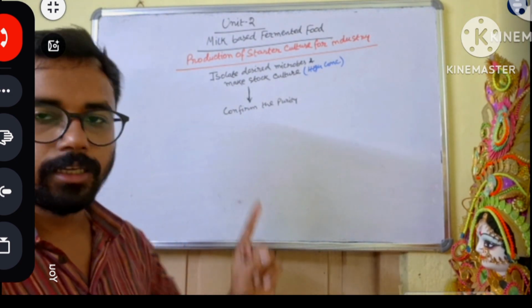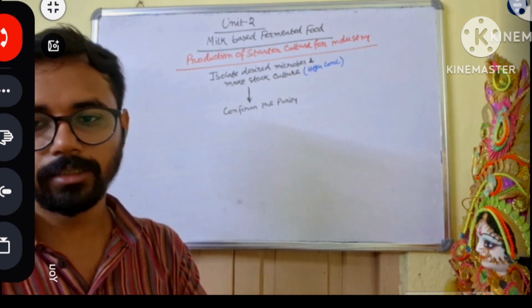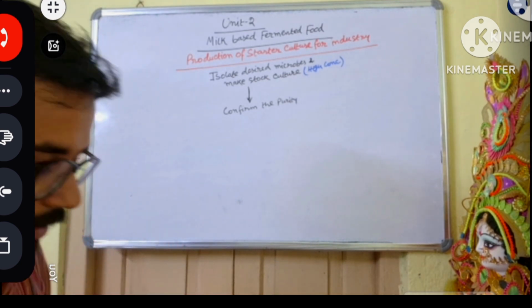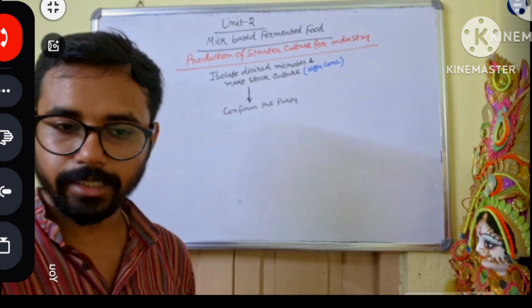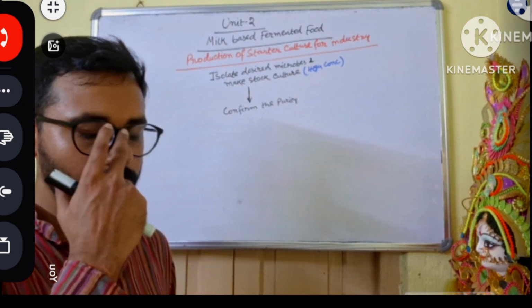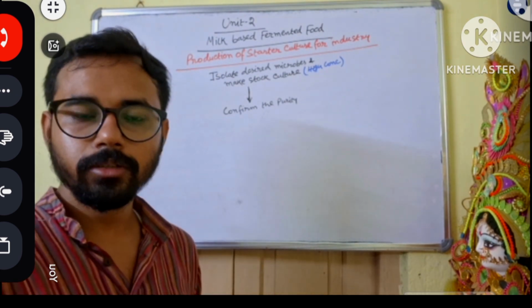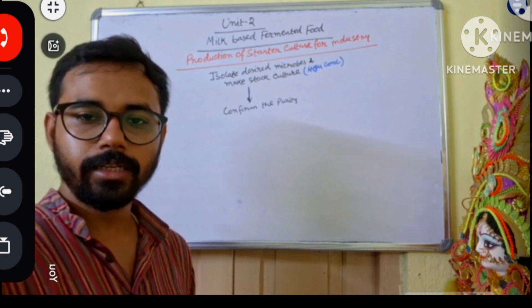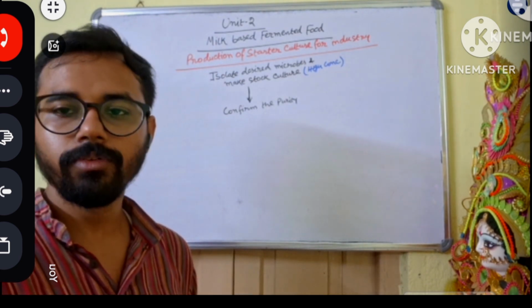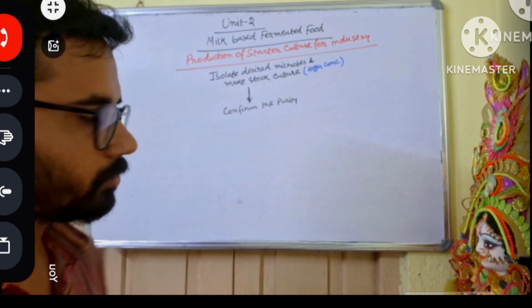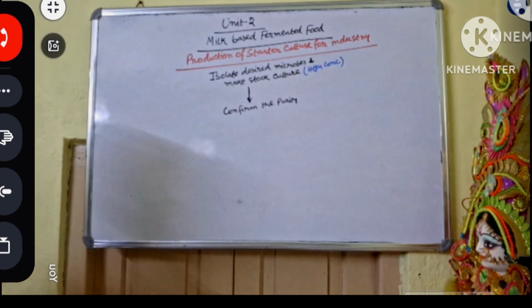Second, confirm it is not attacked by bacteriophage, because bacteriophage has a tendency to create a lysogenic phase inside the bacteria, and when you introduce it into the fermentation vessel, it creates a lytic phase and destroys all the bacteria. Then no fermented foods are produced. Total fermentation collapses.